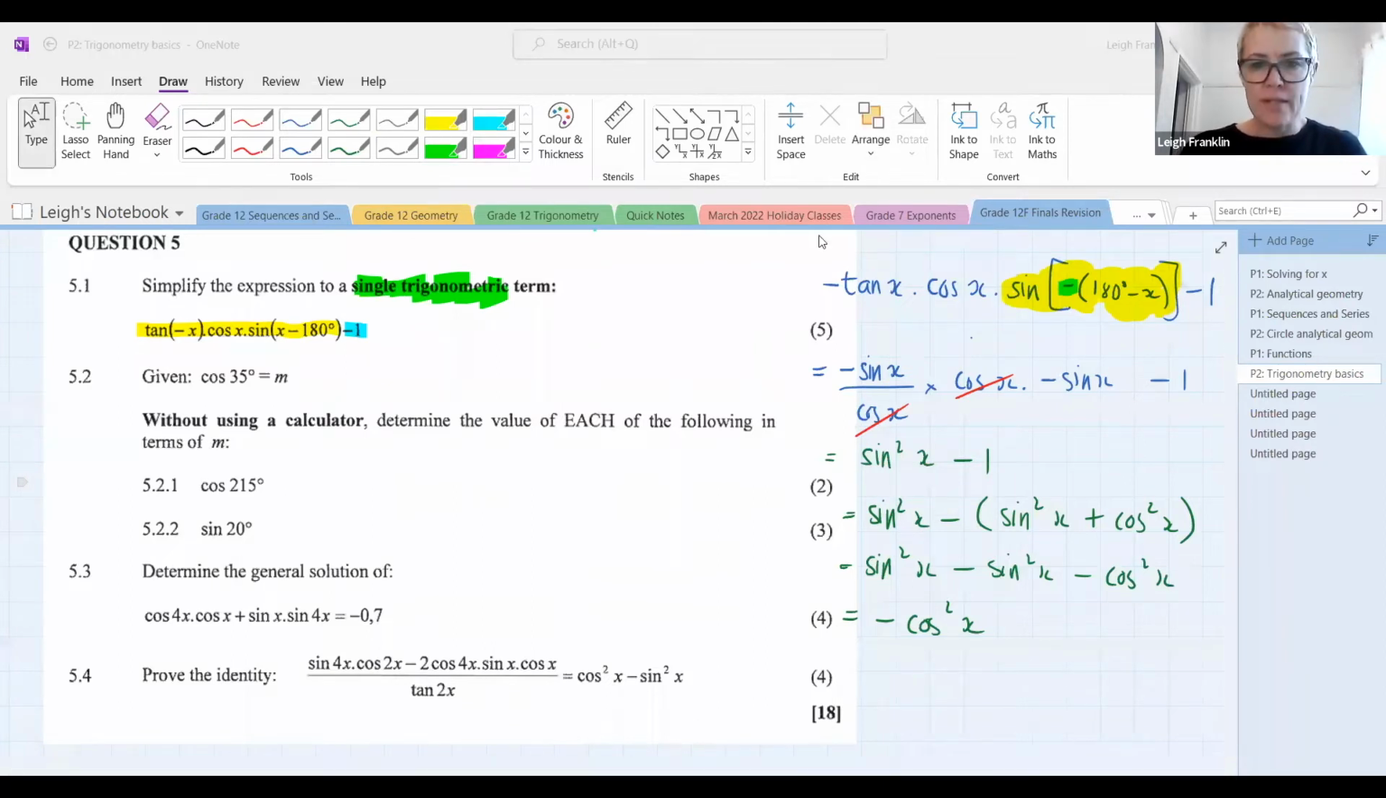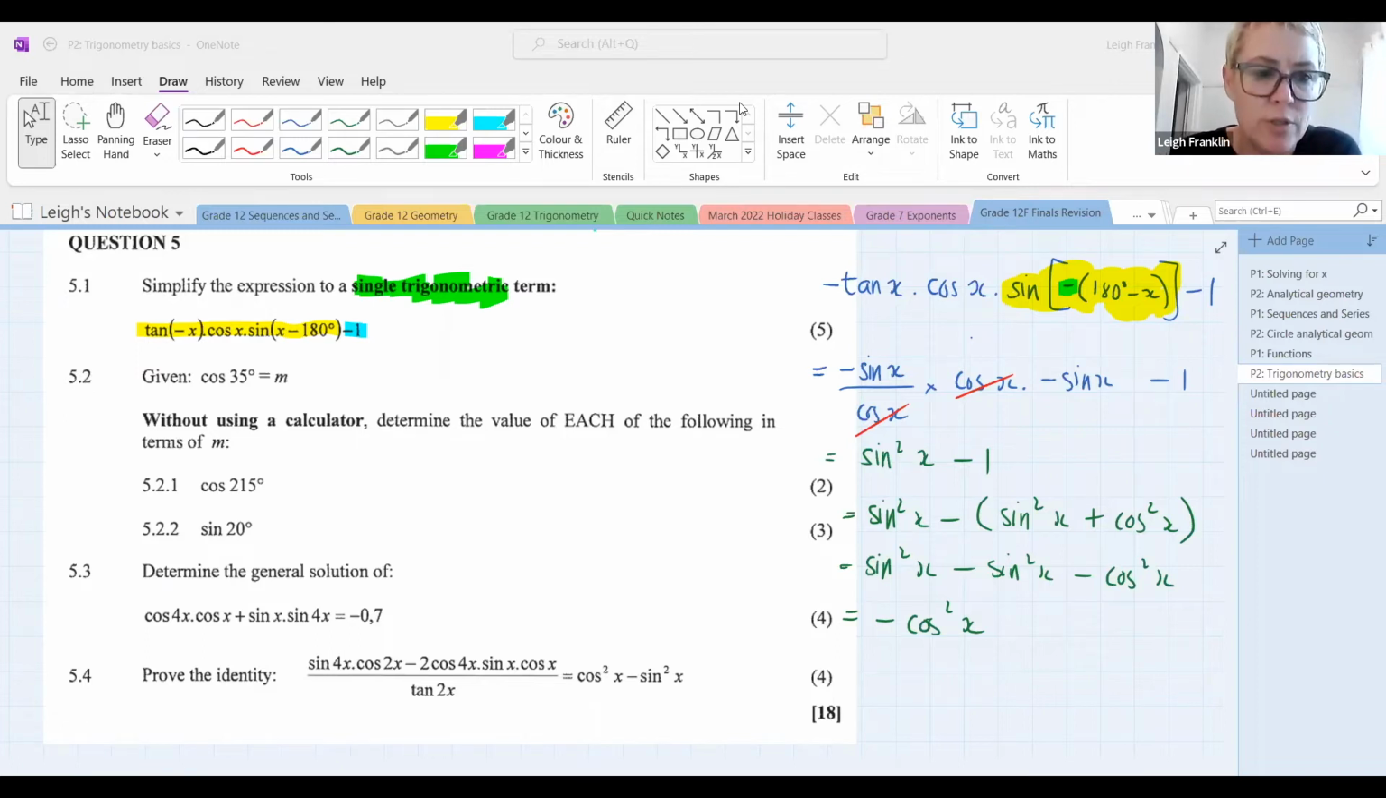Okay. All right. So if everybody is okay with that, let's go and have a look at the second question, which is also a very, very typical sort of question in this section on trig.